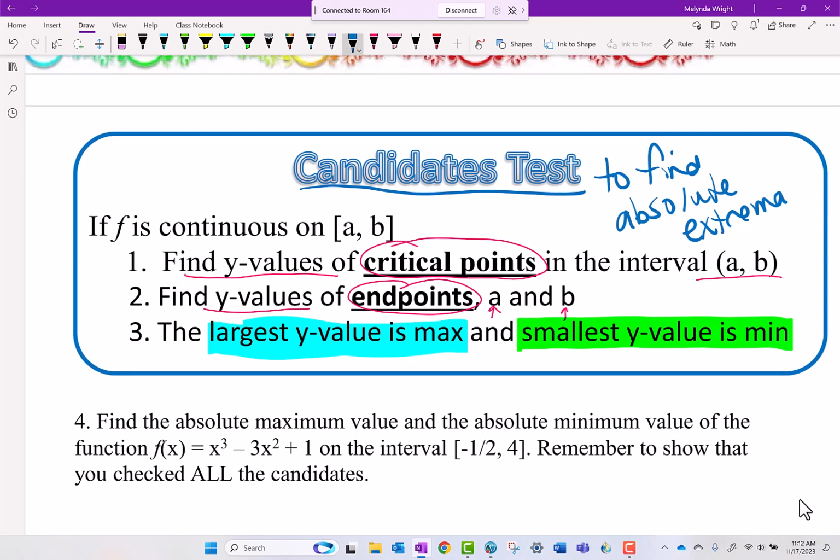We find the critical points. We find their y value. I put them in a table. We find the y values of the endpoints. I put them in a table. And then I look at the y values and I pick out the biggest y value. That's like the winner. That's the max. And then I pick out the smallest y value. That's like the winner. That's the min. That's how the test works. It's really not bad. You just have to remember how to do it. So we're going to practice that.